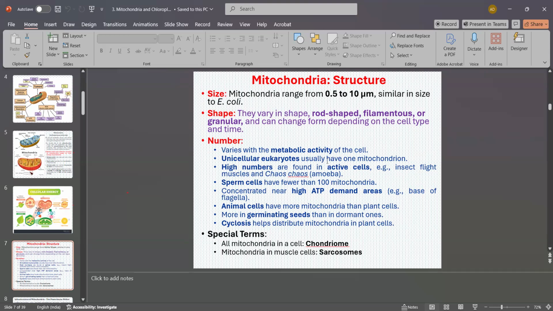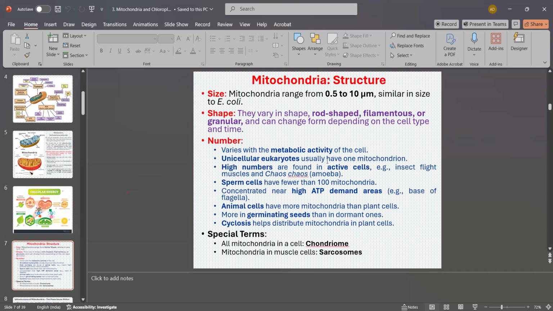This is also responsible for mitochondrial number and size, which varies with the metabolic activity of the cell. Unicellular eukaryotes usually have one mitochondrion, but a high number of mitochondria is present in multicellular organisms such as plants and animals. A high number is found in active cells, for example insect flight muscles, and also amoeba. Sperm cells have fewer than 100 mitochondria, which release more energy, as the sperm is active during fertilization. They are concentrated near high ATP demand areas, for example the base of the flagella.